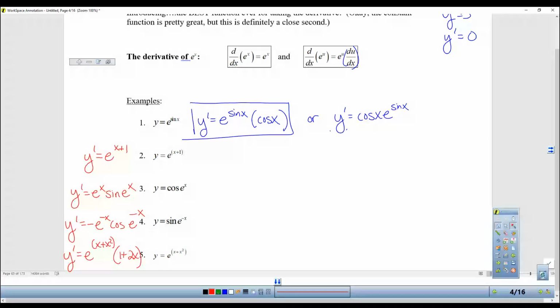Okay, let's do them one at a time. So the derivative of e to the u, so here's my u. The derivative of e to the u is e to the u. You never change it. It should always look the same. Times the derivative of u, which in this case is just 1. So y prime is just e to the x plus 1.